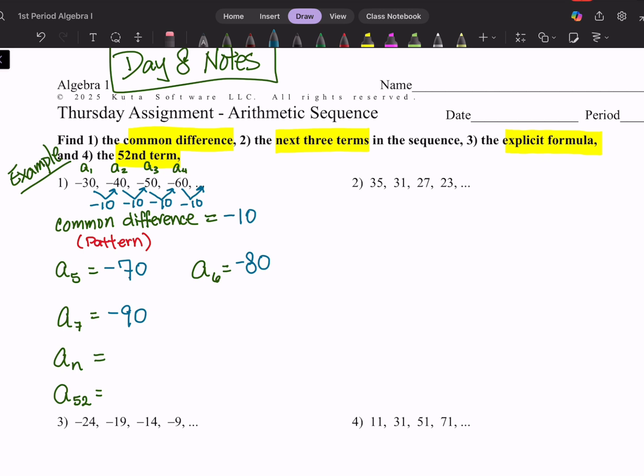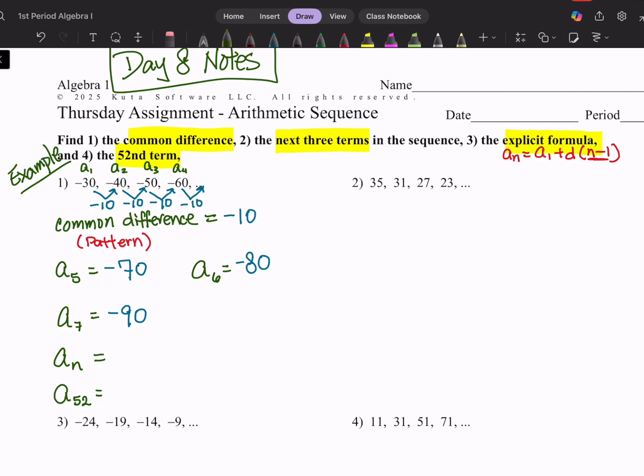And the third thing I want you to do is write the explicit formula. Remember, explicit formula, a sub n. This is the formula that I gave you guys on day 8. It's a sub n equals, I take the first number, a sub 1 of the entire list, plus the common difference, times n minus 1. Remember, n minus 1 is always going to stay as n minus 1 in my equation.